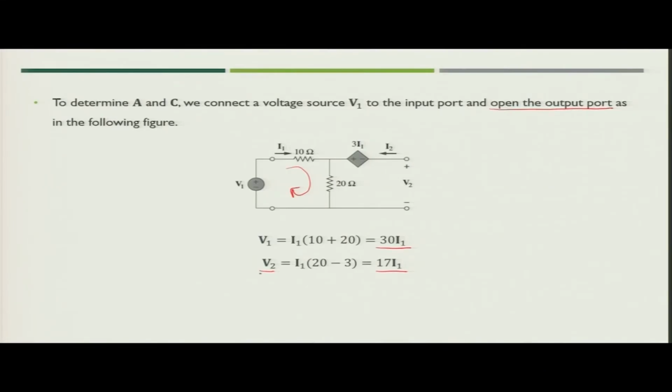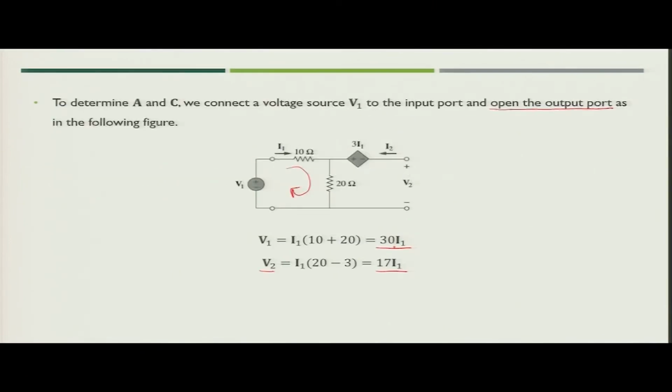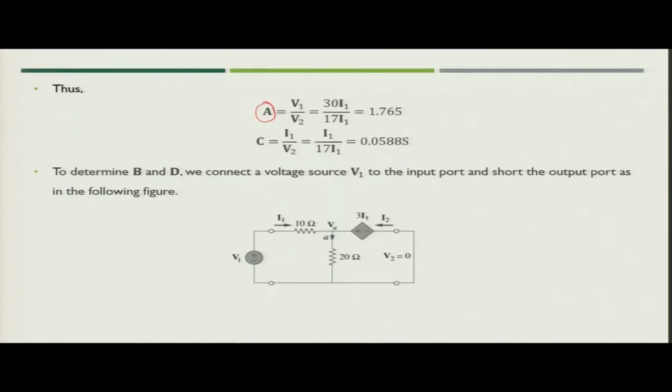So, V1 and V2 we have got with respect to the input current I1. Now with the help of the equations for ABCD parameters, we know that A is equal to V1 upon V2. We have put the value of V1 as 30 I1 and V2 as 17 I1. So, the value of A which we get from this is 1.765.